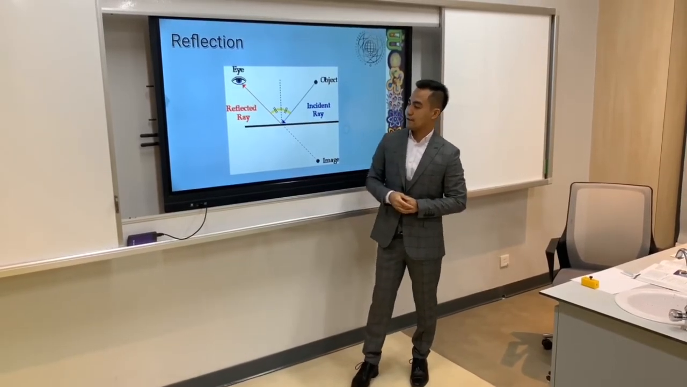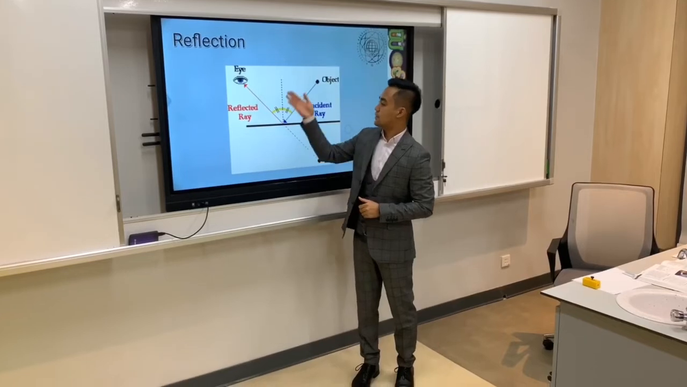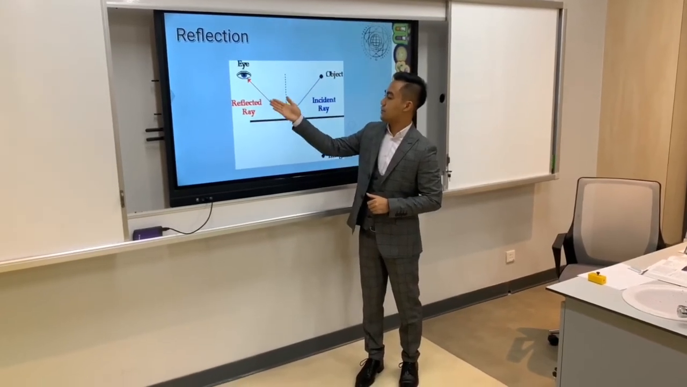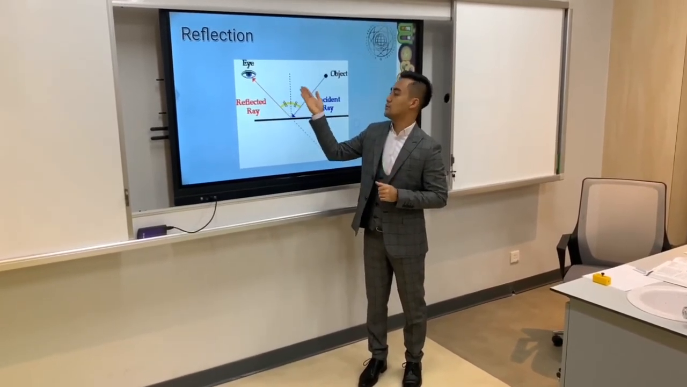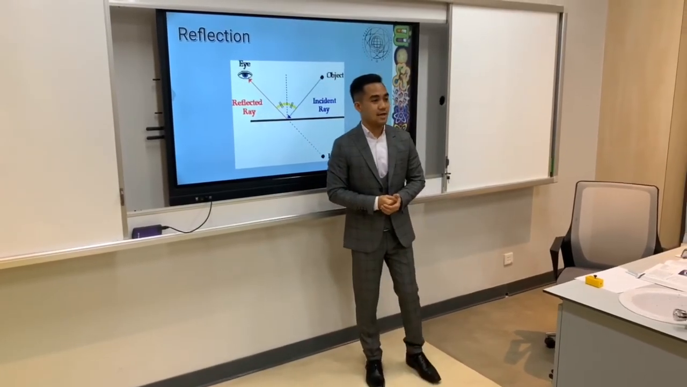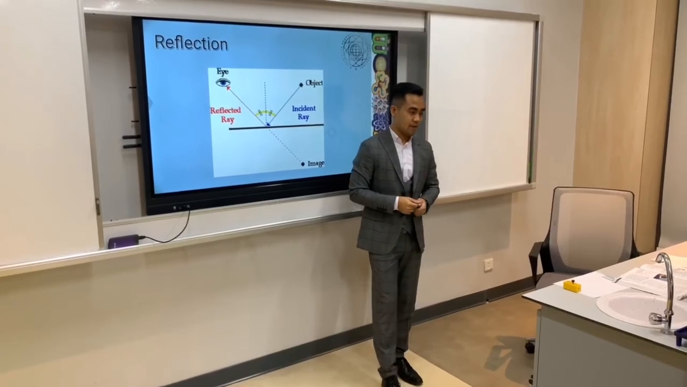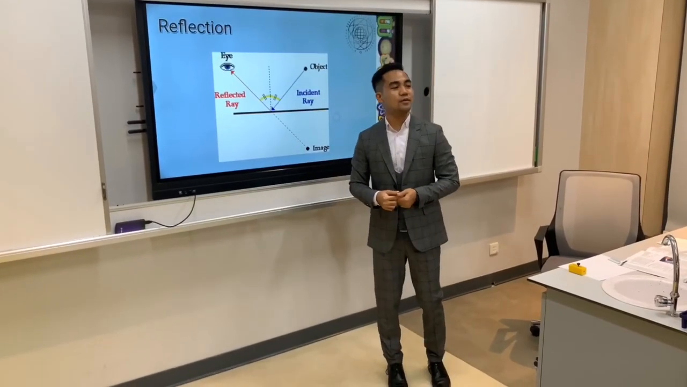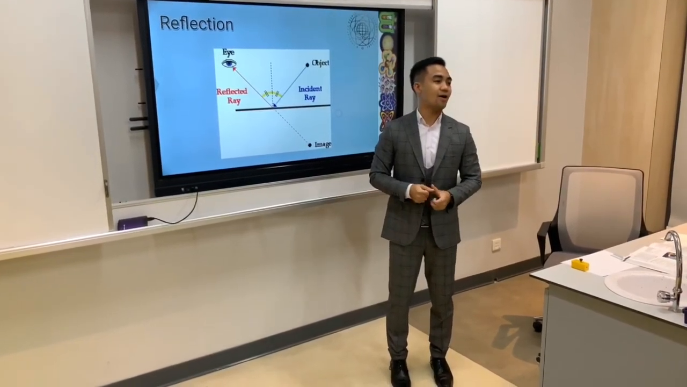And what about the reflected angle? So obviously the reflected angle is from the reflected ray to the normal line. As you can see, they have equal sizes. So that is the law of reflection. Incident angle is equal to the angle of reflection.